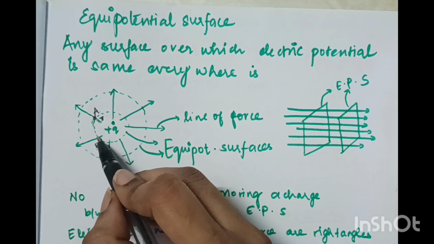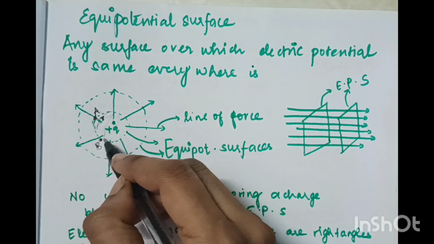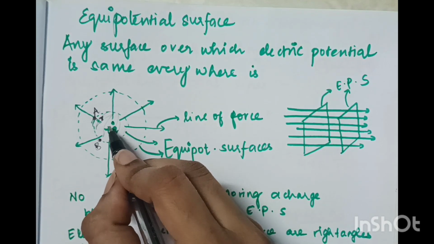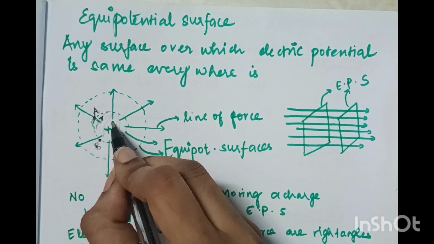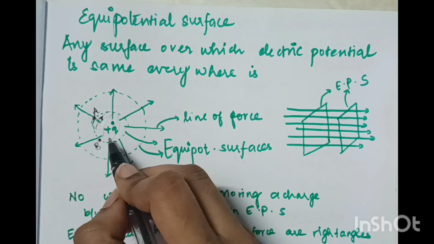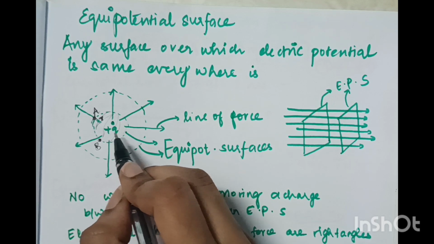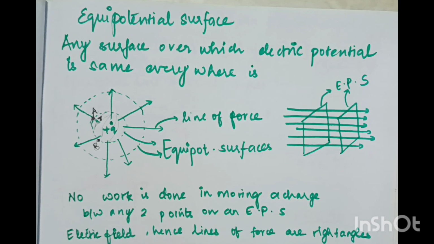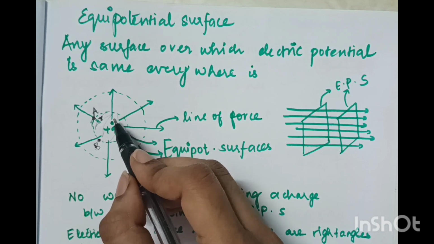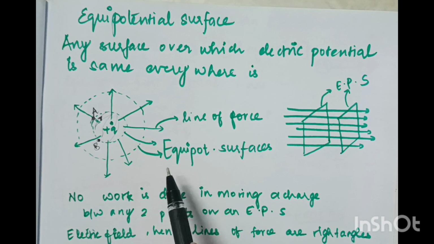Similarly, if you consider this as a sphere, then the surface of the sphere will be at a distance r from the charge q. So everywhere on the sphere you can see the same potential, that is kq by r only. So the entire sphere can be taken as an equipotential surface because everywhere on the surface of the sphere with radius r, the electric potential is same. So we can say it is an equipotential surface.